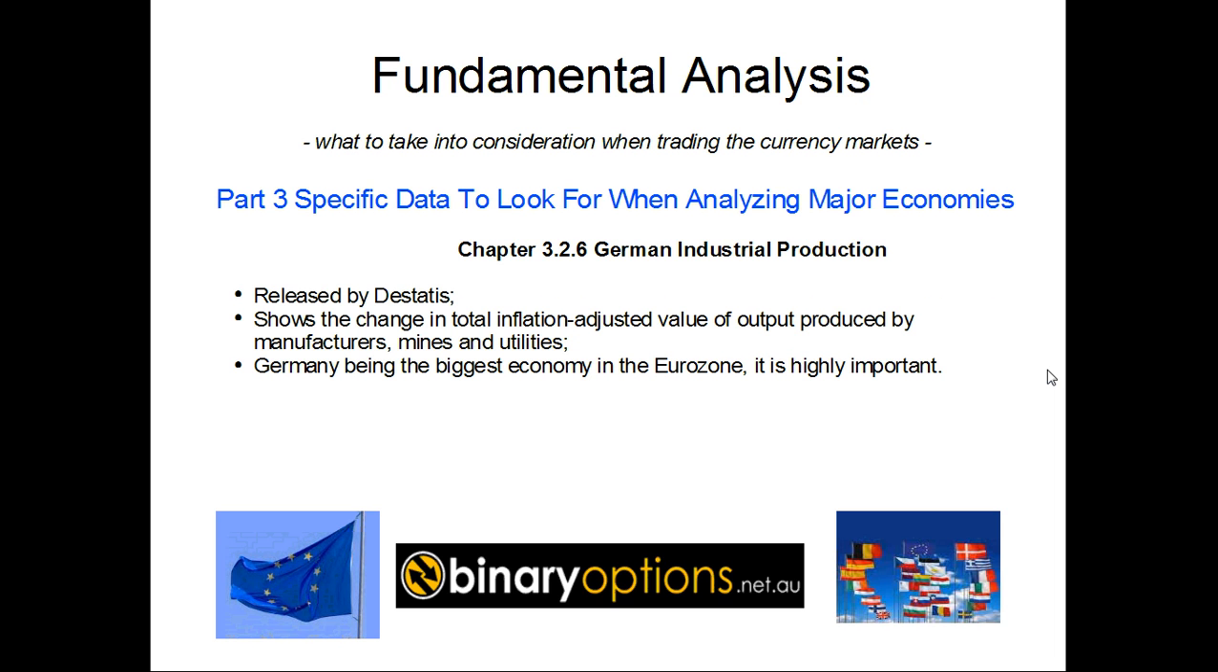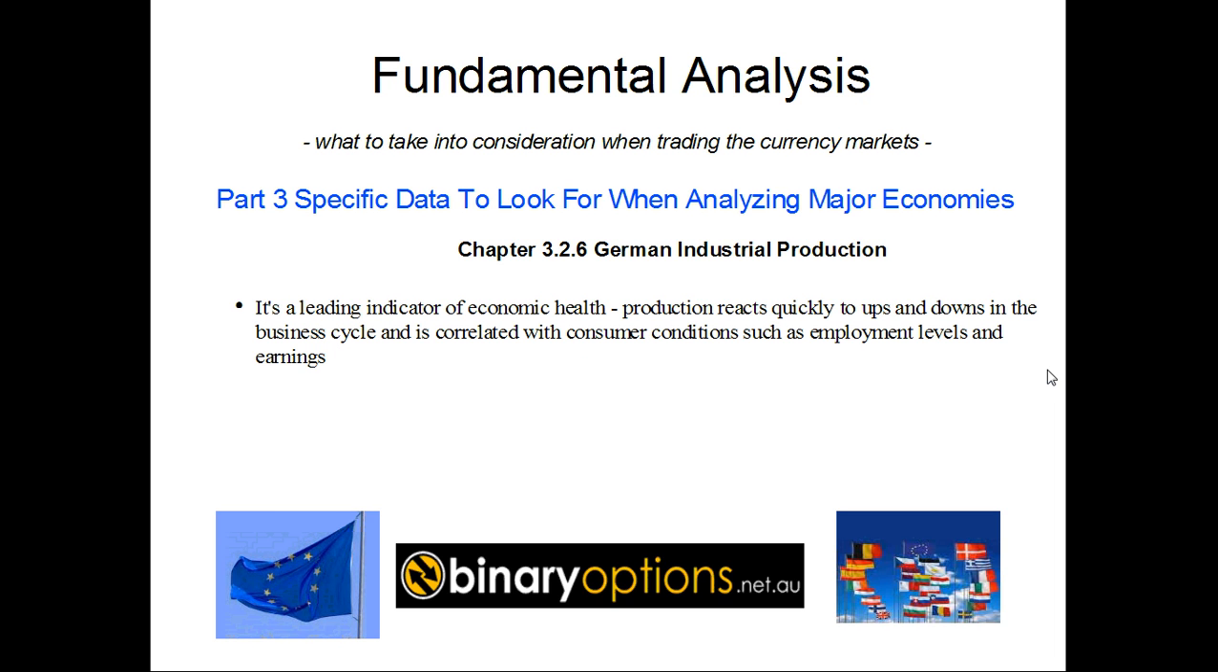Now the release date of German industrial production is on a monthly basis, about 16 days after the month end, and it is 9 GMT during the London time. This German industrial production is a leading indicator of economic health. Why? Because production reacts quickly to ups and downs in the business cycle, and is correlated with consumer conditions such as employment level and earnings.